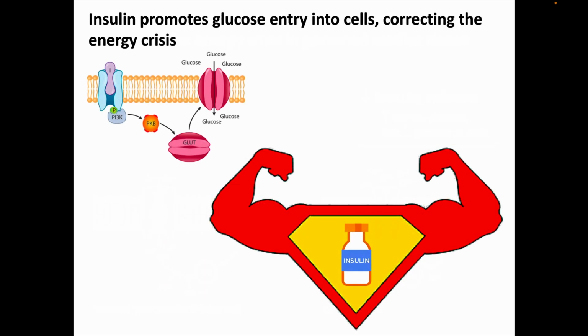If we now give insulin, it stimulates the cells to move more glucose transporters to their surface, promoting glucose entry into the cells. So insulin is the superhero, helping to get the glucose where it needs to be, correcting the energy crisis, which improves cardiac contractility and also tissue perfusion.